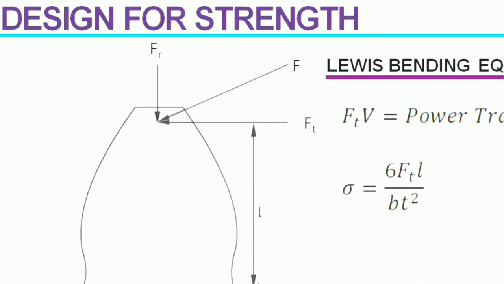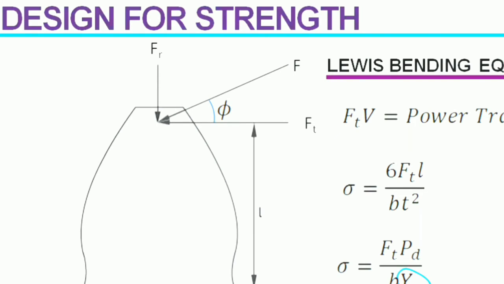Now according to the Lewis bending equation, the maximum bending stress induced over here will be this. A pretty simple equation, but it has one main problem: the value of L and T square. This is somewhat difficult to determine. So what we will do is transform this equation like this, in terms of diametric pitch and a term called Lewis form factor Y.